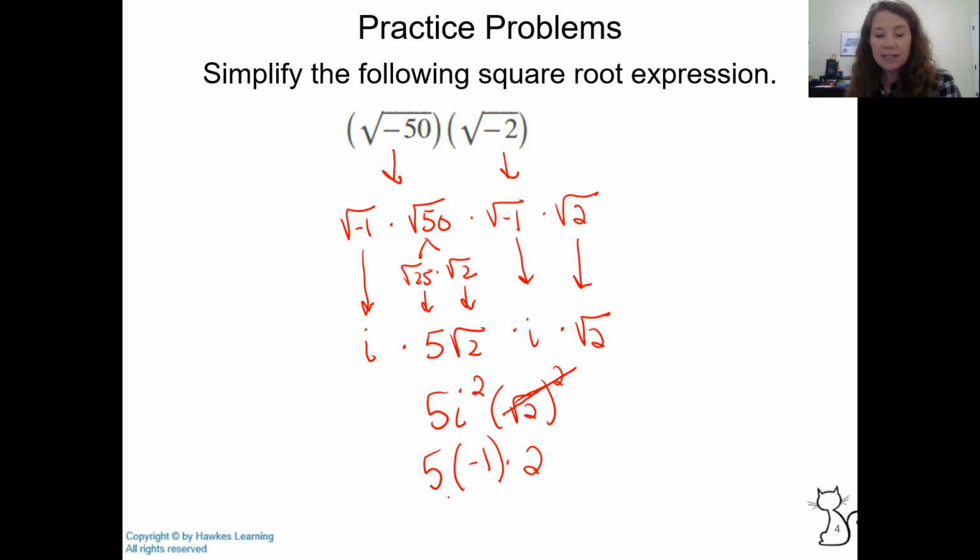Bring down our 5, and then the last thing we'll do is multiply these together. 5 times 2 is 10. 10 times -1 is -10. And that is our final answer, -10.